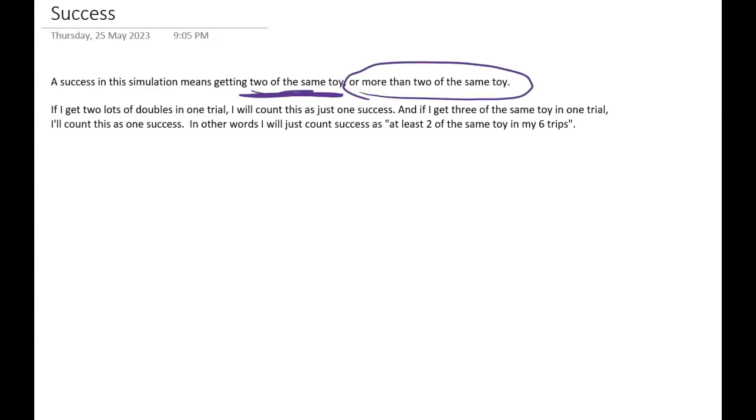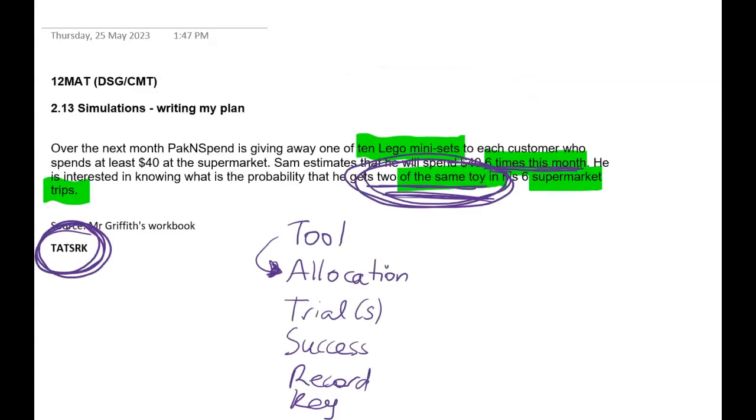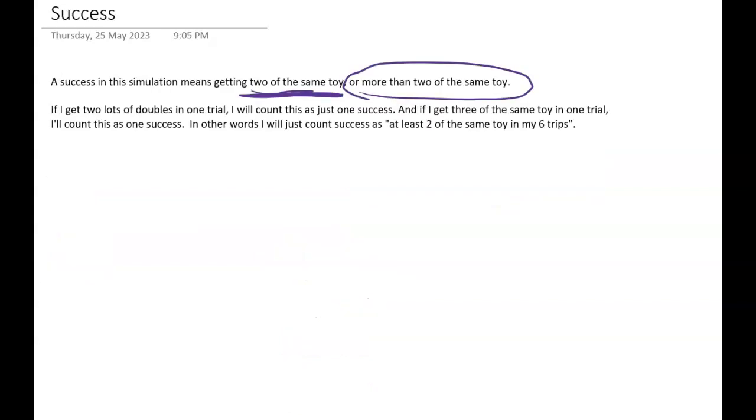Now, you could argue about that. Looking back at the question, I actually have been asked specifically for the probability that he gets 2 of the same toy, not 2 or better. So I'm going to change my mind on this. I'm crossing this out. It means getting exactly 2 of the same toy.